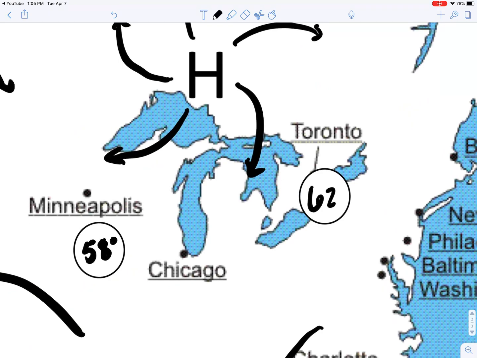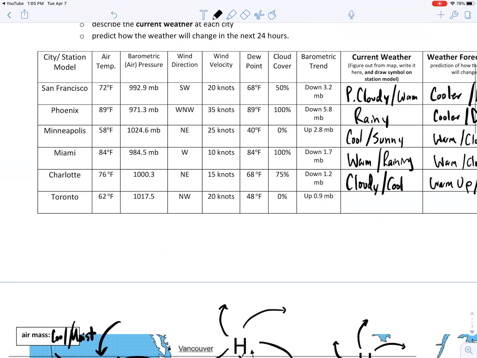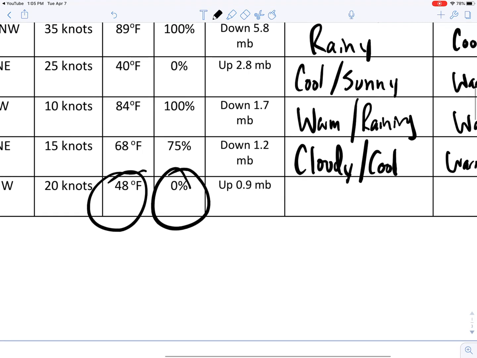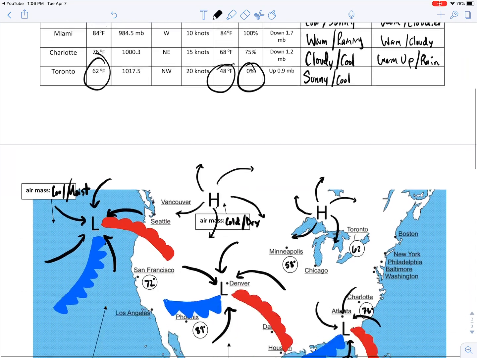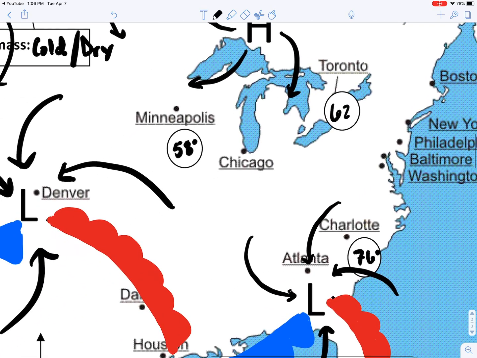Finally, let's think about Toronto. Toronto's up here with high pressure. We know high pressure means clear blue skies. It's got that cool dry air mass over it. Toronto's the place to be right now. Check this out, 62 degrees, totally sunny. There's not a cloud in the sky. Really low dew point, dry air. So let's say it is sunny and cool.